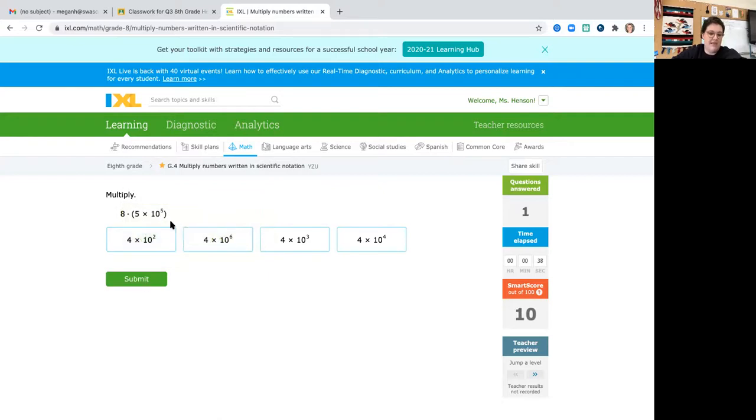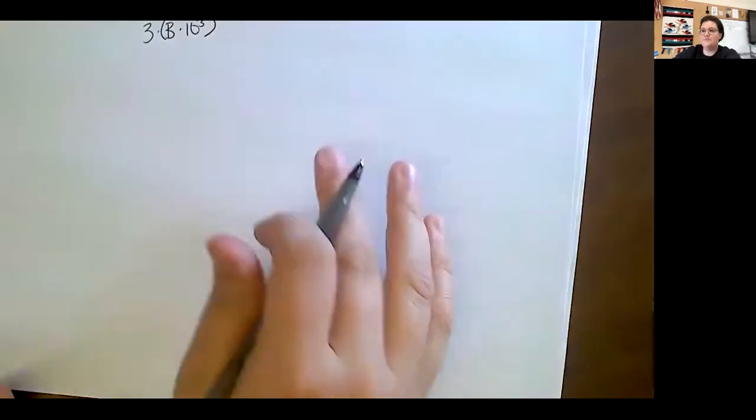Same thing here, 8 times 5 times 10 to the fifth. 8 times 5 is 40. And if you remember, we can't have two numbers in front of the exponent. So I'm going to switch over to my other camera and talk about that really quick.